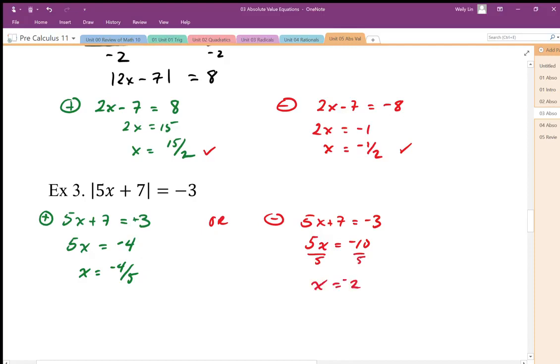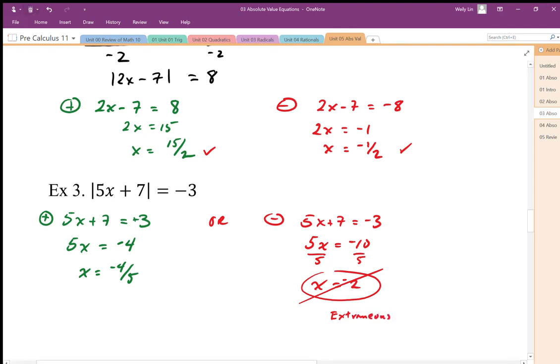Now we really should test this. Let's see what happens. If I plug in negative 2, I get negative 10 plus 7 is negative 3. The absolute value is positive 3. Well, that doesn't equal negative 3. This solution does not work. It is extraneous. This is why we need to check.